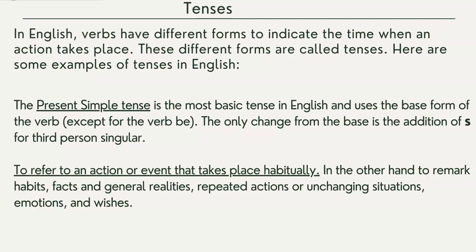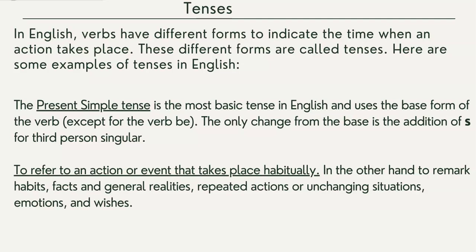Tenses. In English, verbs have different forms to indicate the time when an action takes place. These different forms are called tenses. Here are some examples of tenses in English.